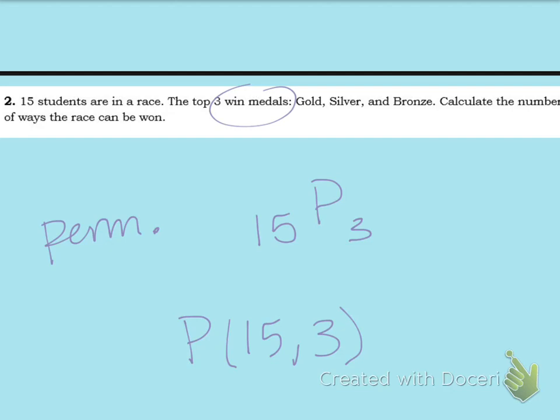You'll have to do it this way. Everybody else, you'll have to type in the 15 first, then press your PRB button, and then type in your 3. Okay, and you should get 2,730 options.